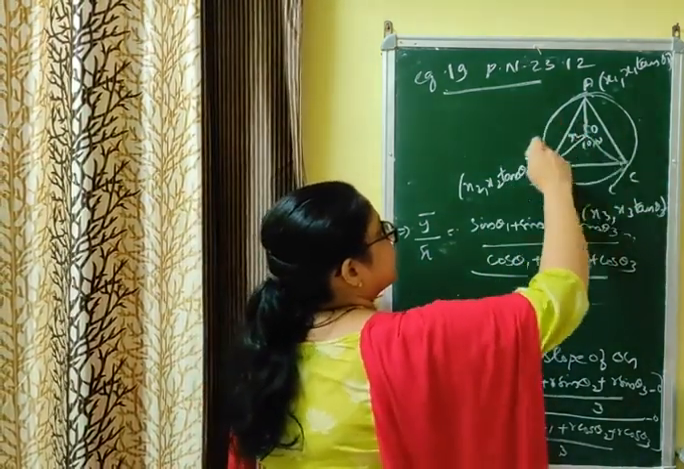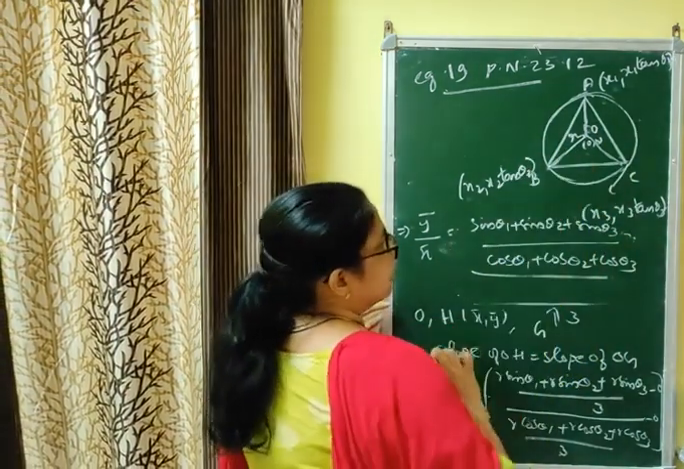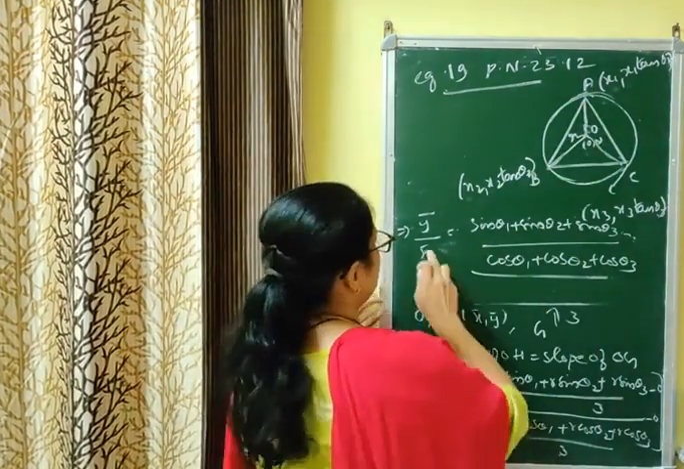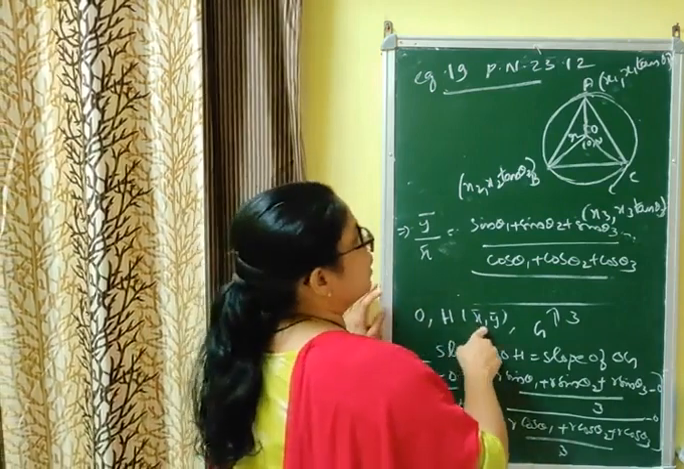That means the circle should pass through the vertices of the triangle, and the triangle is inside the circle, and the vertices are given, and you are asked to prove this one, and the orthocentric coordinate is given as x bar, y bar.